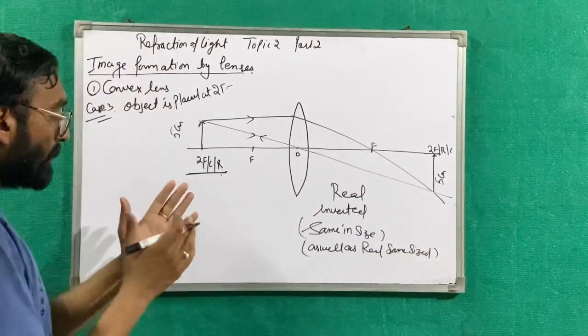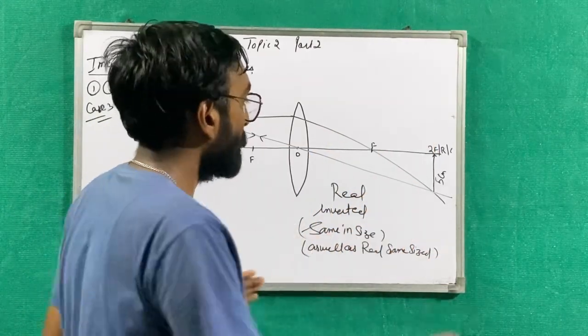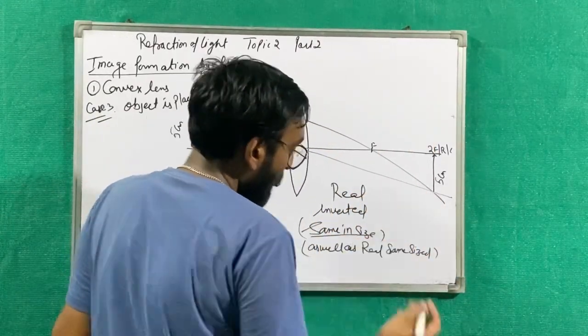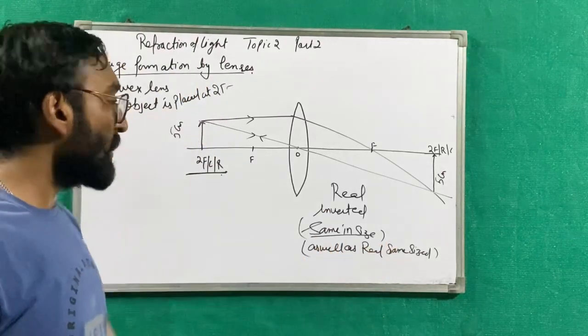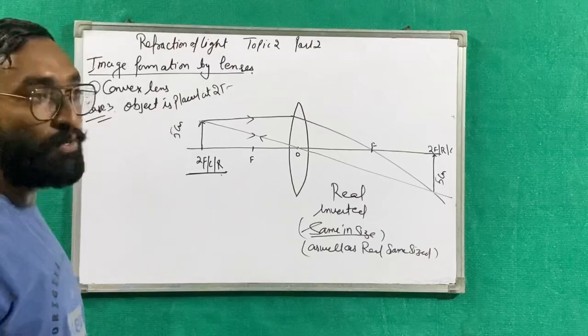So what is the distance? That will be the distance of the image. So this is a same size, real, same size image. This is going to be your third case. I hope this is clear to everyone.